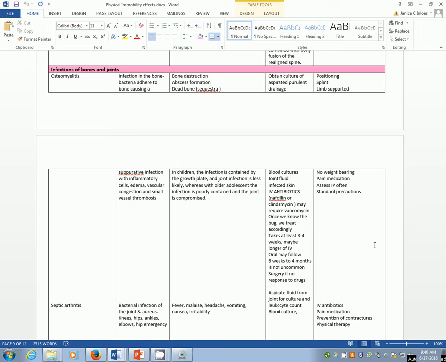So after we start our IV, we draw all those cultures, right? Then we can start IV antibiotics. Nafcillin and clindamycin are two of the main drugs that they will start you out on until we get the cultures back. If we get a culture back that shows MRSA, we will switch all that over to vancomycin or possibly keep on clindamycin. It depends on the culture. It will take at least 3 to 4 weeks or longer of IV therapy.